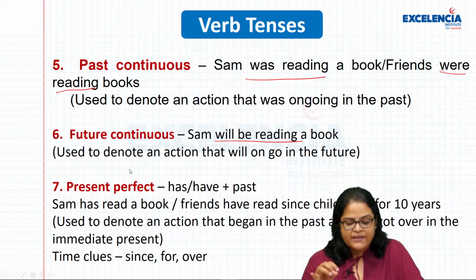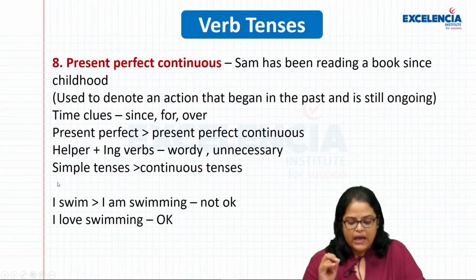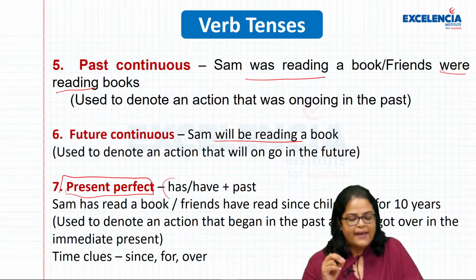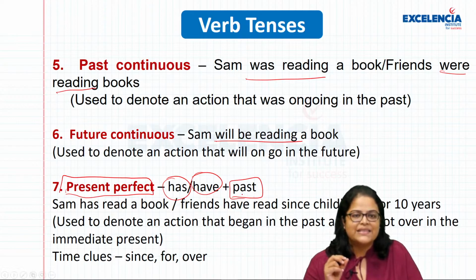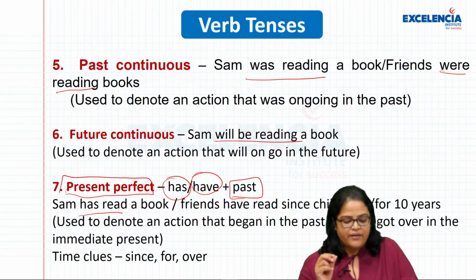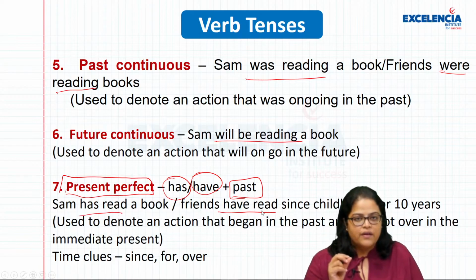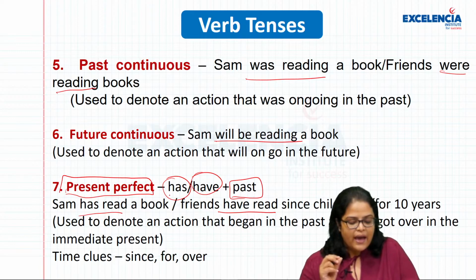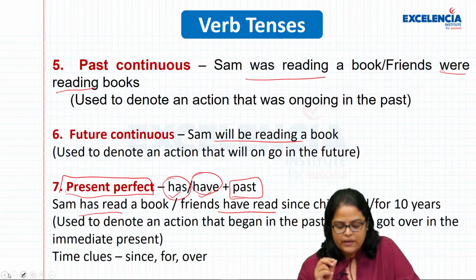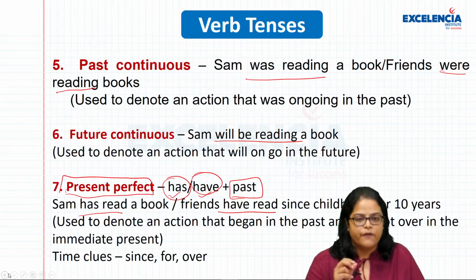Present perfect is the next tricky tense, and we need to understand when we use a present perfect. A present perfect will have a has or a have along with the main verb in the past tense. So I will say Sam has read, friends have read. Please notice I'm using has or have, has for singular, have for plural, with the main verb in the past tense, and I'm still calling it a present perfect.